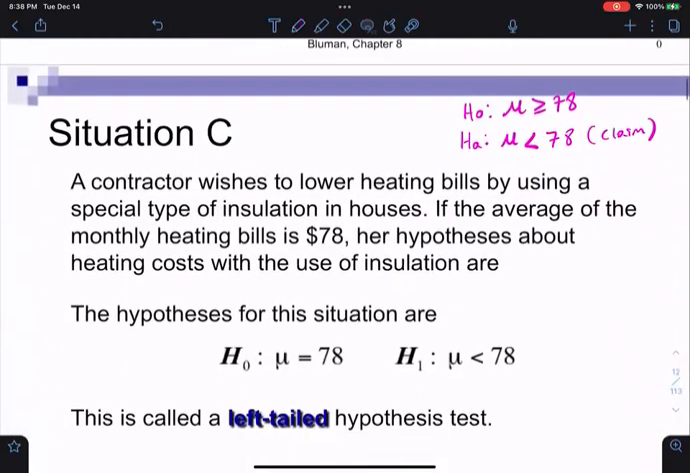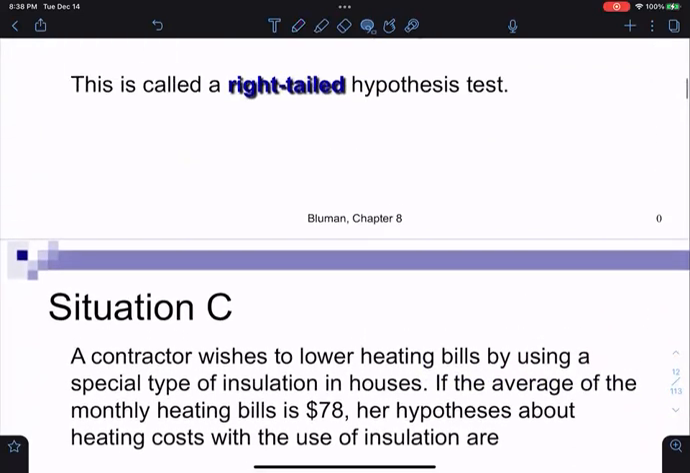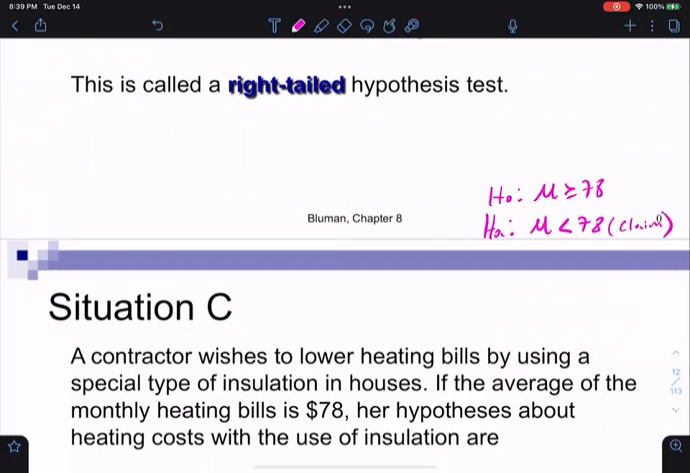The next situation you might encounter is a left tail test, right? So here they're asking you, a contractor wishes to lower heating bills. You can tell right away, he wishes to lower. Lower means less than. So the mean, the average, is less than 78. He wants to lower it, so the alternative should be greater than or equal to 78. So this is the claim, right? And he wants to lower it, so that's it. That's all you need to do.